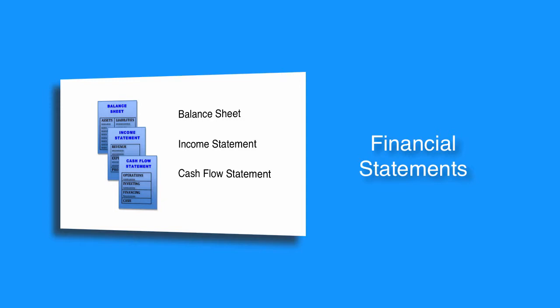This video will discuss the three primary financial statements used by most businesses: the balance sheet, the income statement, and the cash flow statement. Let's take a look at each of the statements in turn. First, the balance sheet. The balance sheet is really just a summary or snapshot of the business's financial standing at the end of the accounting period.